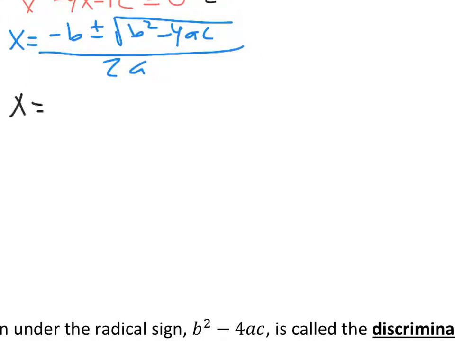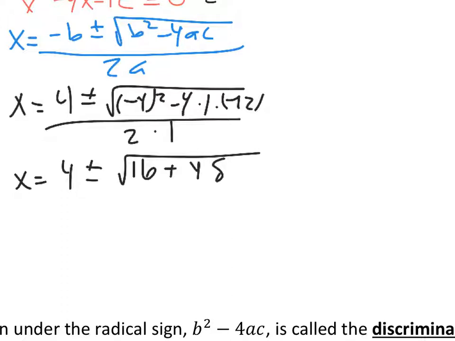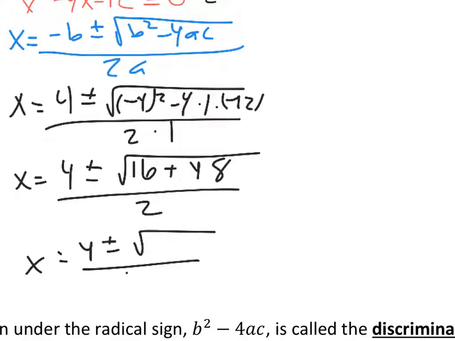So x equals 4 plus or minus the square root, negative 4 squared, minus 4 times 1 times negative 12, all over 2 times 1. So x equals 4 plus or minus the square root of 16 plus 48, all over 2. So x equals 4 plus or minus the square root of 16 plus 48 is 64, all over 2. So I'm going to get 2 answers.